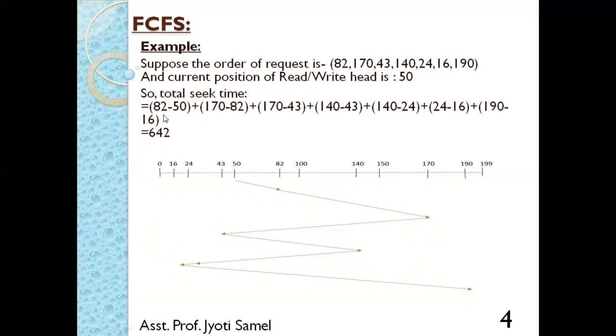Accordingly, we will calculate the seek time. My head started moving from 50 to 82. That's why we will subtract 82 minus 50, plus 170 minus 82, plus 170 minus 43, plus 140 minus 43, and so on. In the same way we find the answer for this example, that is 642. This 642 is the seek time, or the serving time, for each and every disk movement.